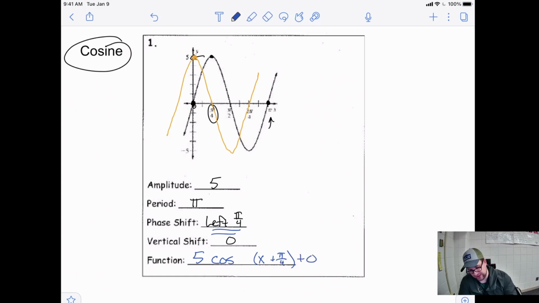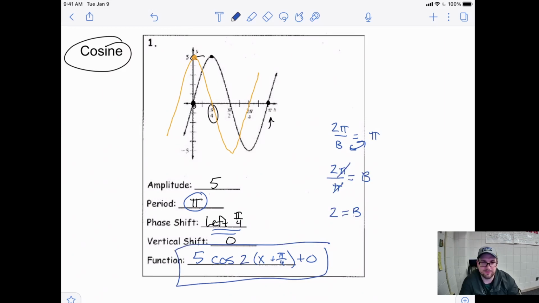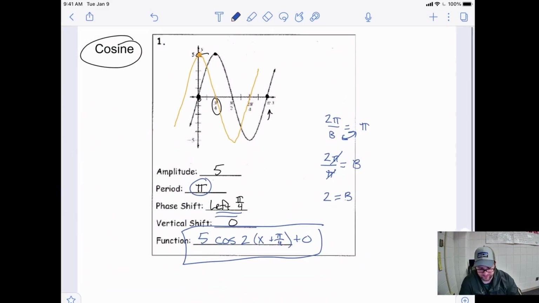Again, to calculate your b value, take 2 pi over b and set that equal to our period, which was pi. Switch these two pieces, you get 2 pi over pi is equal to b. Our pi's cancel out, which means our b is equal to 2, making this our final answer. Let's take a look at another one.